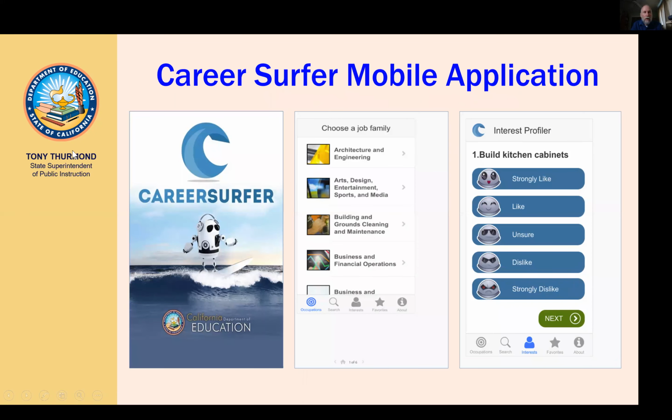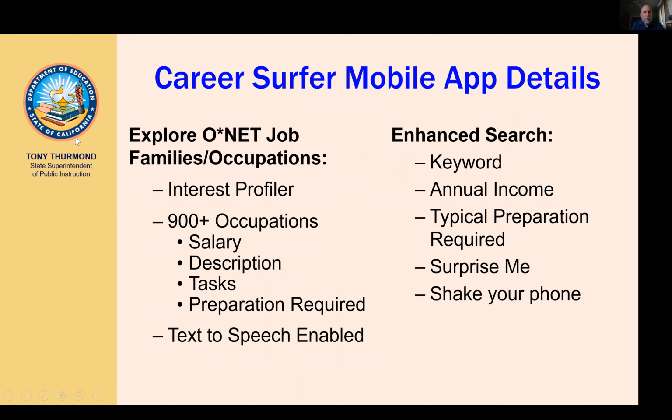We also have the Career Surfer mobile application, which is just a standalone. It's not linked to any of our other resources. And basically it uses all of the same ONET job information that is on our California CareerZone website. But this is a standalone mobile app. So it provides the interest profiler from ONET, all of the occupations from ONET, text-to-speech enabled, and they can search in a variety of ways.